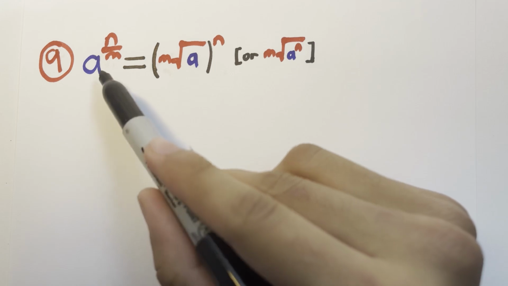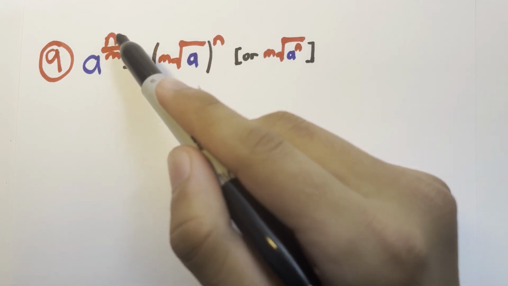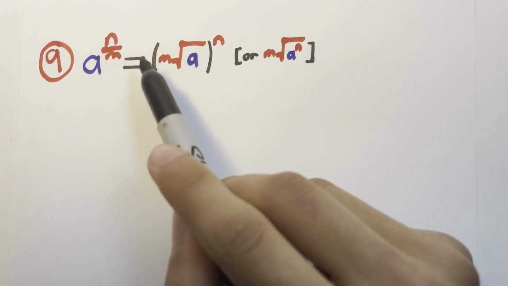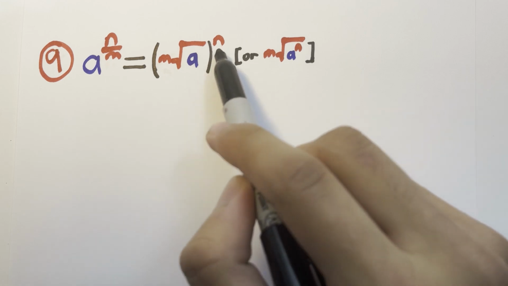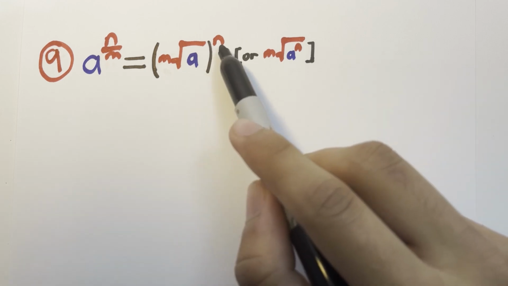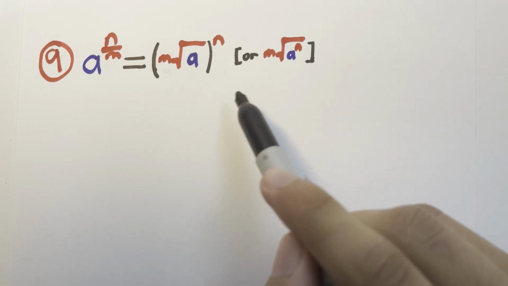The final exponent law is about raising a base to an exponent where the numerator isn't 1, where it's its own term. Here we've used n to denote that. And this is equal to the mth root of that base a to the power of n. Note that the power n can be written outside of the root or within the root, since it'll still give the same answer in the end.